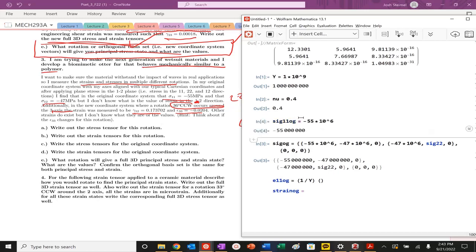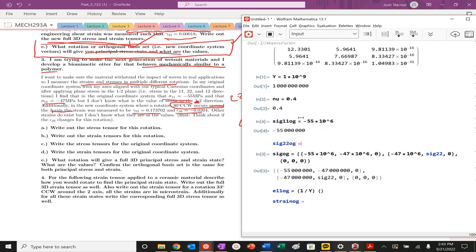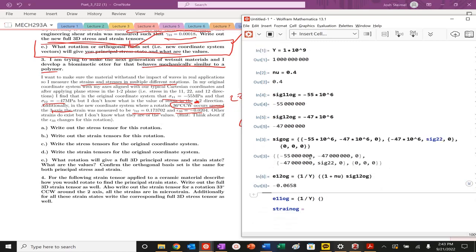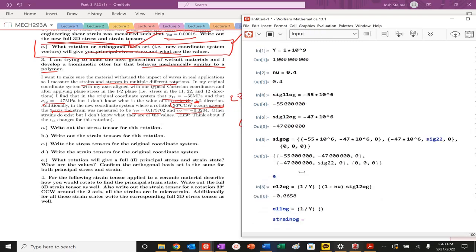So sig11 OG minus 55 times 10 to the 6, sig22 OG, we don't know. But I do know sig12 OG. So let's define that. Sig12 OG is here. So I can actually write out some of the equations. I know what E12 OG is, just 1 over y times 1 plus nu times sig12 OG. So I could plug that in right now for my strain tensor.